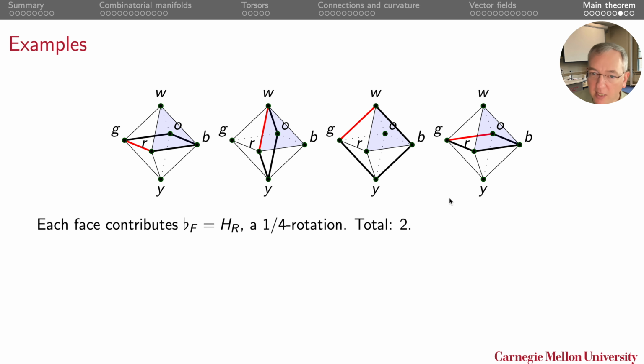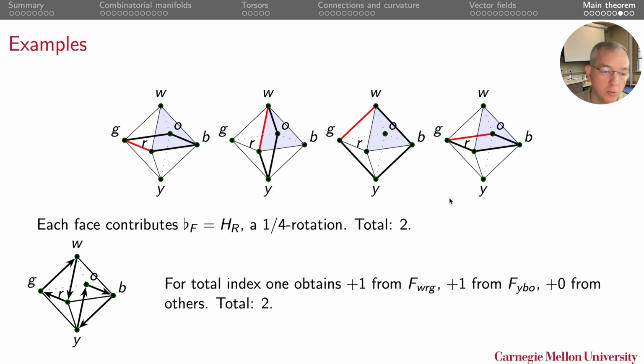So on the octahedron, remember back that we had this capital R and the homotopy that goes from identity to R. So each face contributes an exactly identical copy of HR. And that HR is a path that's a quarter rotation. It goes from the identity to quarter rotation. So when we sum up 8 copies of a quarter rotation, we get 2 rotations. So there's the 2 Euler characteristic in terms of total curvature.